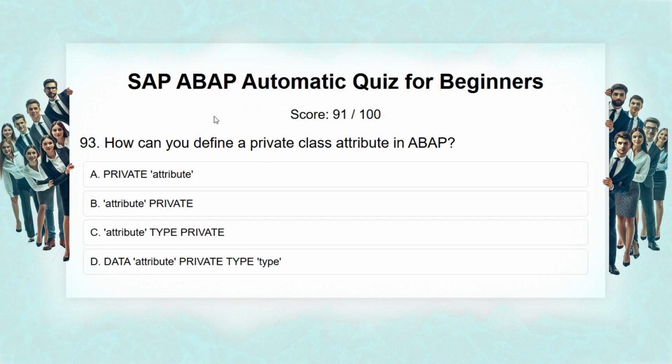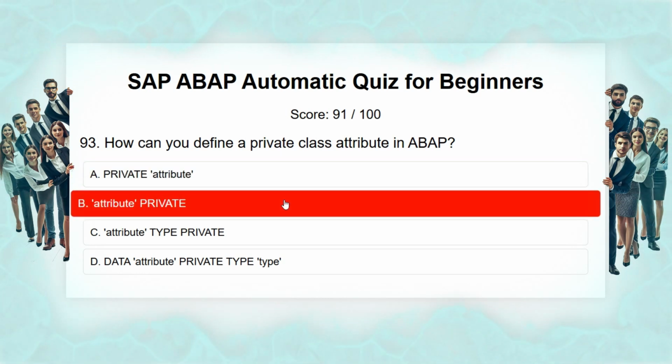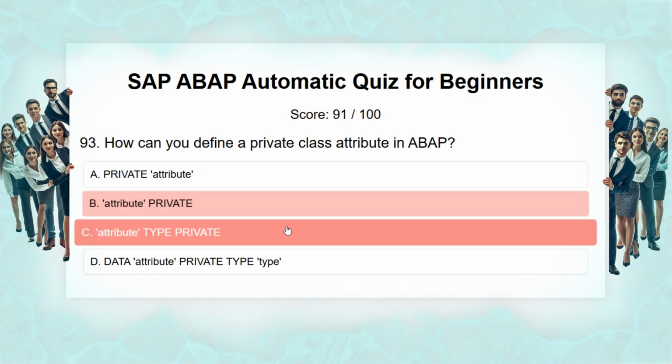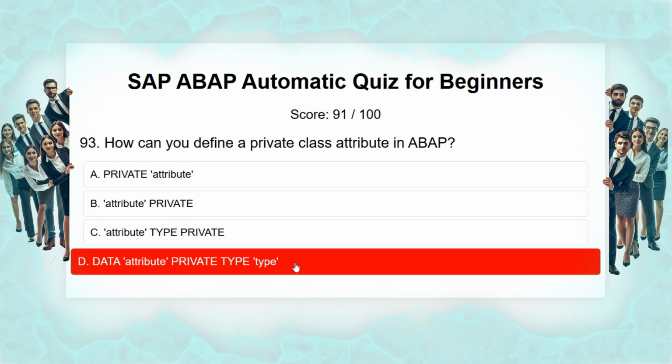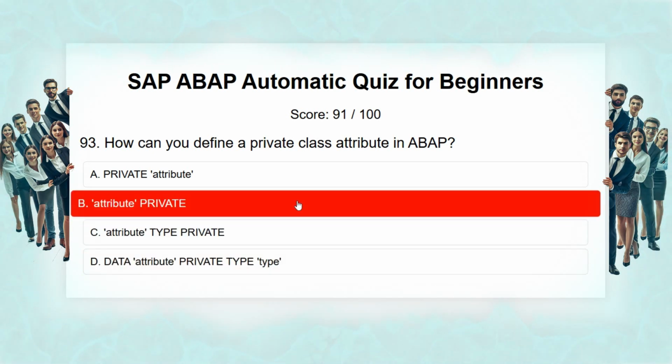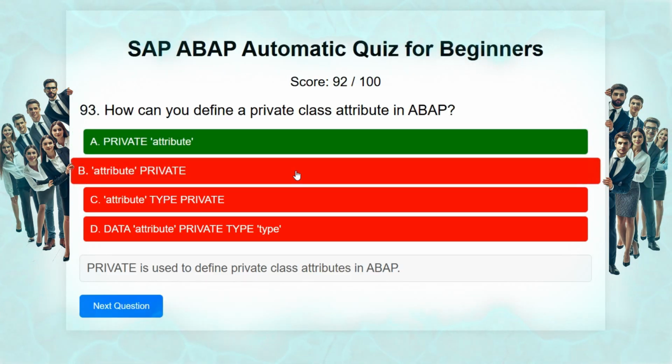93. How can you define a private class attribute in ABAP? A. Private attribute. B. Attribute private. C. Attribute type private. D. Data attribute private type. Correct answer. Private is used to define private class attributes in ABAP.